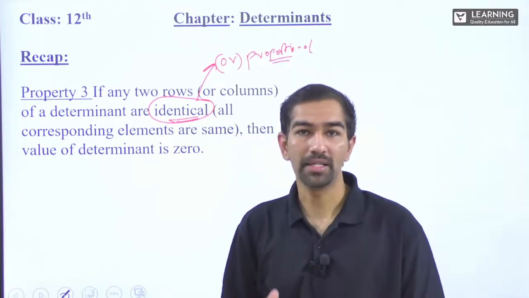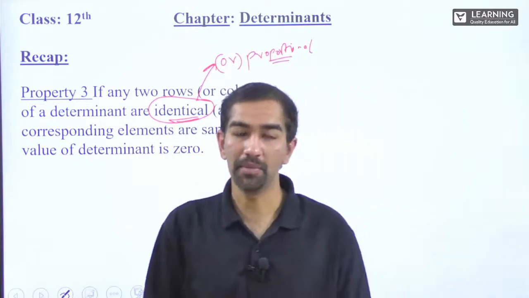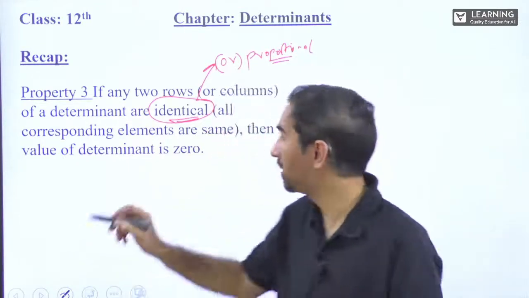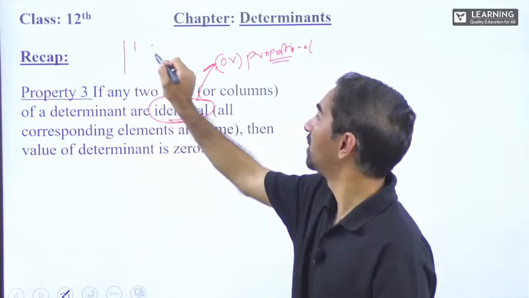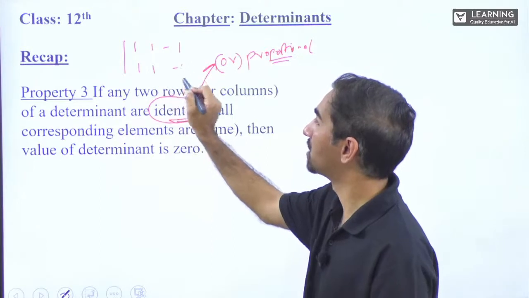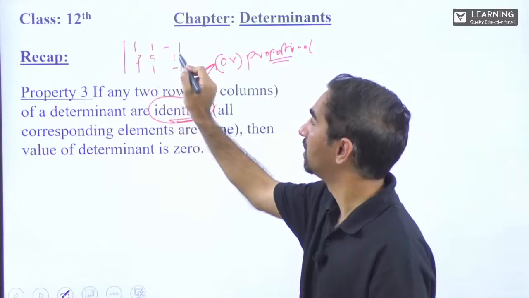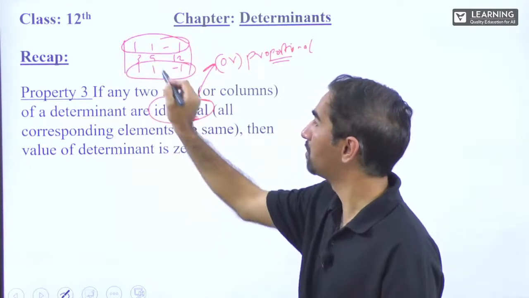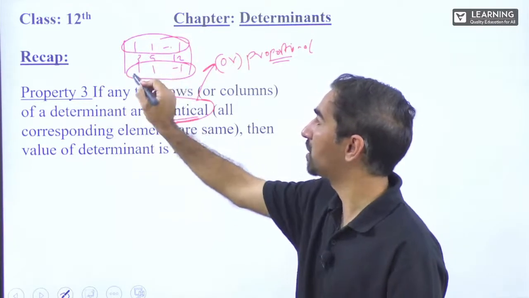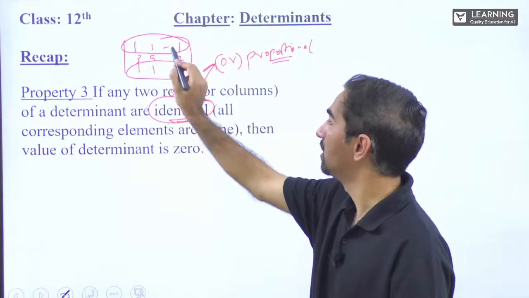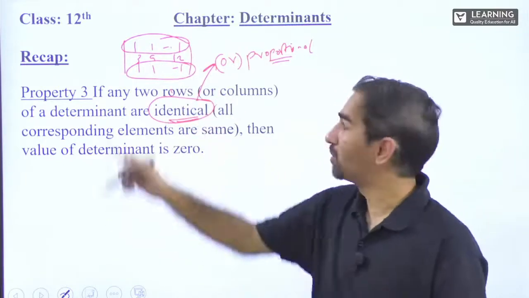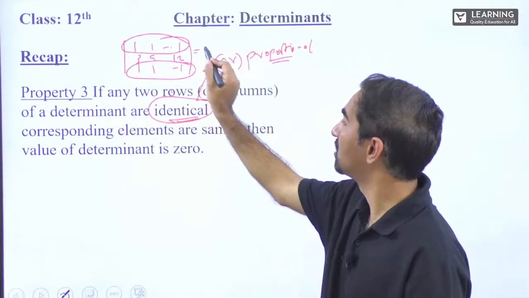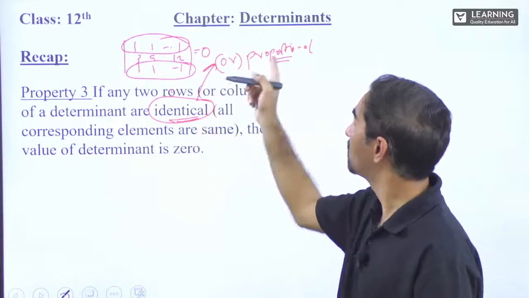Identical means what, students? Both the rows have the same numbers and the same sign. So for example, like this. 1, 1, -1, 1, 1, -1. Here we'll write 3, 9, 12. See these both rows, row 1 and row 3, same numbers and same sign. So +1, +1, +1, +1, -1 and -1. So they are identical, right? What will be the value of this determinant? 0.